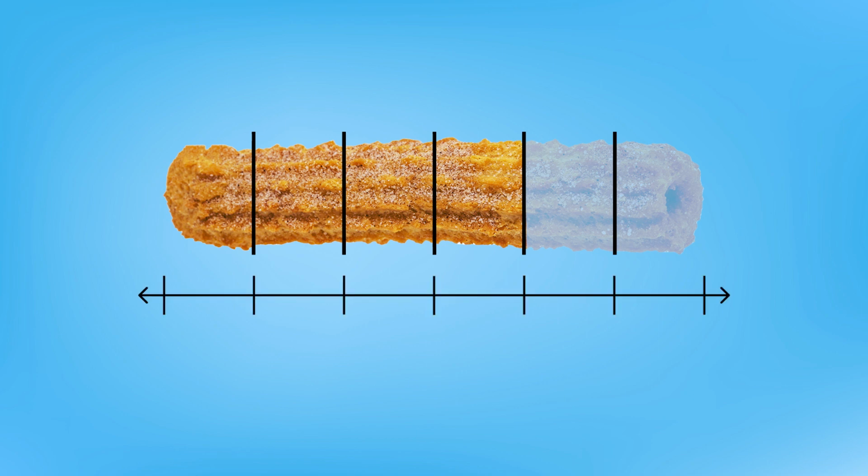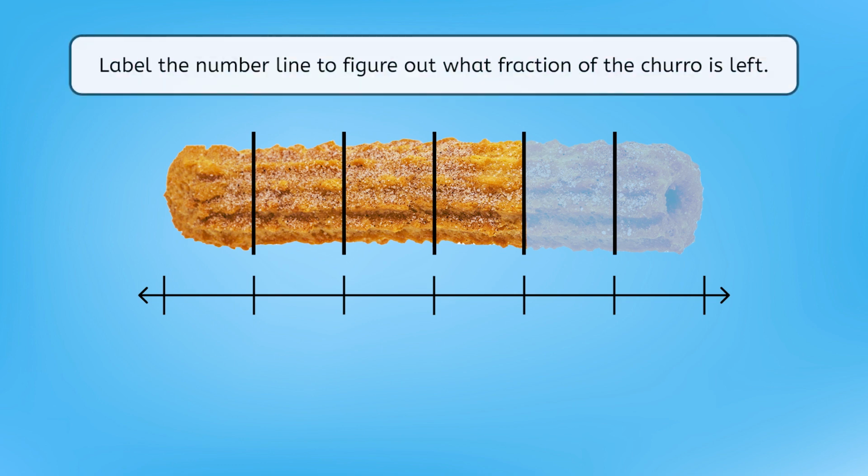This one's tricky. The number line doesn't have any fractions yet. Let's start by using what we've learned to label the number line. That should give us enough information to figure out what fraction of the churro is left. Pause and record your thinking in your guided notes.